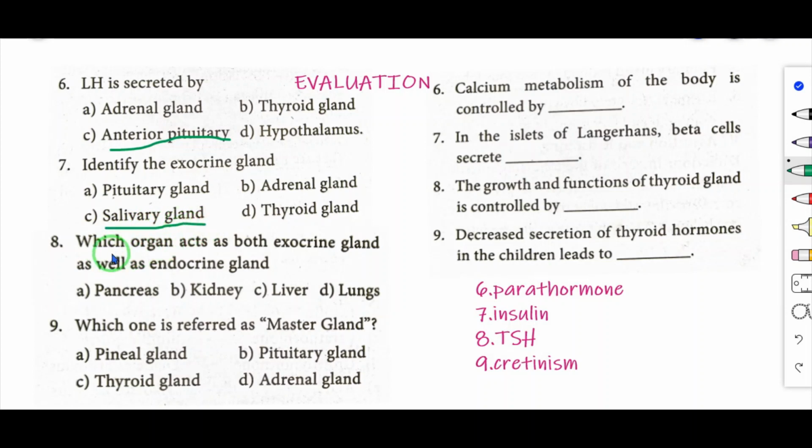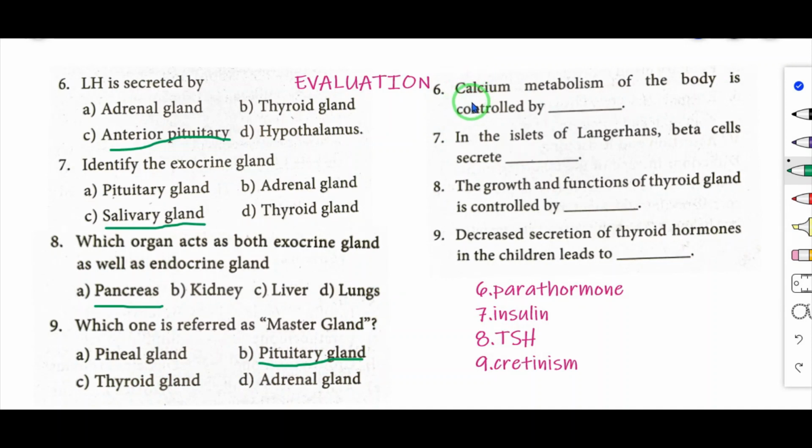Number 8, which organ acts as both exocrine gland as well as endocrine gland? A, pancreas, B, kidney, C, liver, D, lungs. Answer is pancreas. Number 9, which one is referred as master gland? Pineal gland, pituitary gland, thyroid gland, adrenal gland. Answer is pituitary gland.